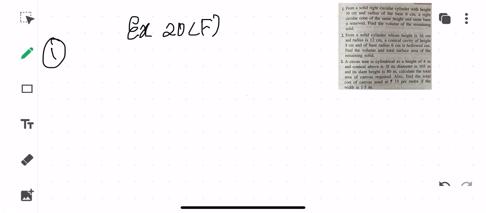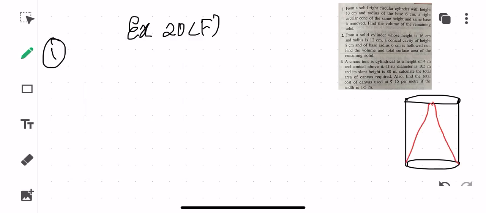From a solid right circular cylinder, suppose this is the cylinder that I am talking about. From this I am removing a right circular cone of same height. So suppose this is my cylinder, then this is my right circular cone. Now you have to find out the volume of the remaining thing. This is going to be a very easy one, children, because the radius is same. The radius of base is 6, so this is 6 centimeter, and the height of both of them is equal, so this is equal to 10 centimeter.